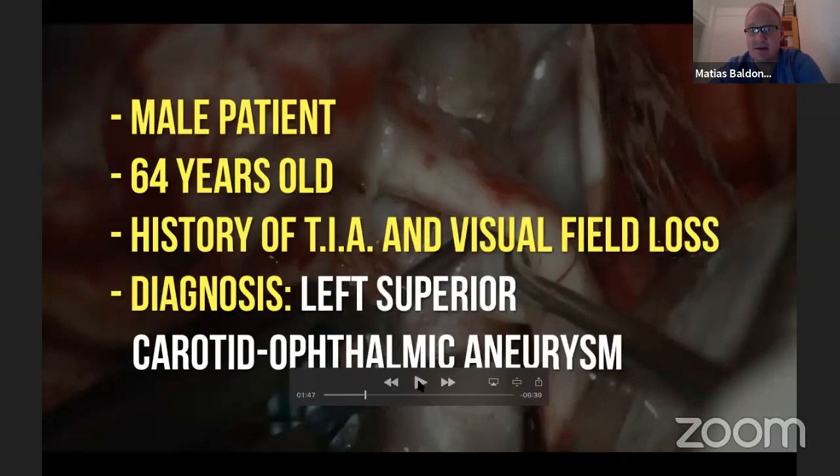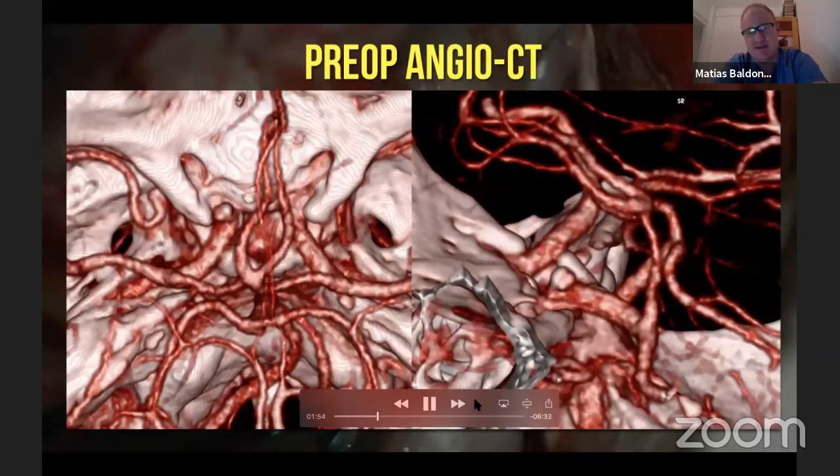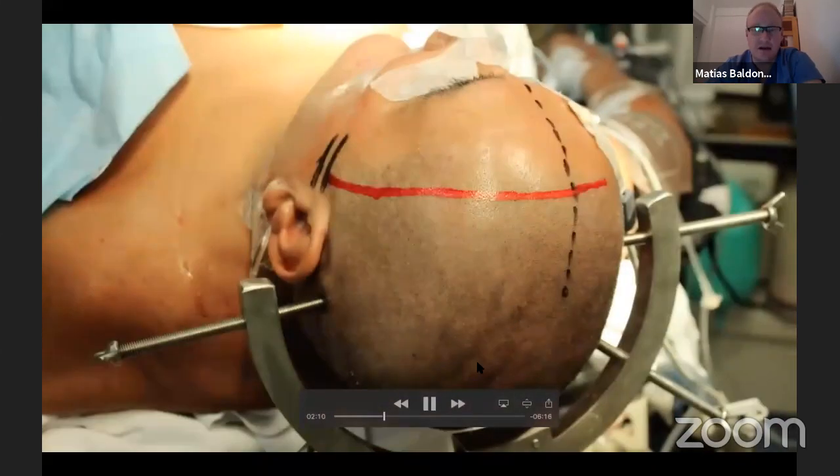We present here a case of a male patient, 54 years old, with a history of transient ischemic attacks some years ago and visual field loss. In the diagnosis with angiogram and angio-CT, we can observe the left superior carotid aneurysm. Here in the picture on our left, the superior view of this small ophthalmic aneurysm, and on the right we can observe highlighted the lateral view of this small aneurysm.